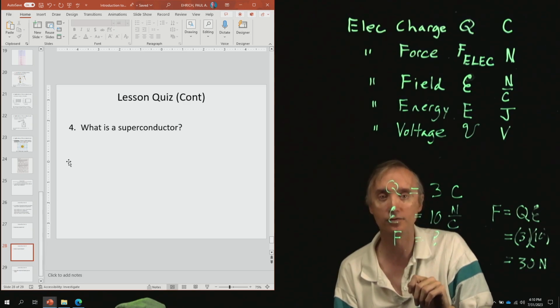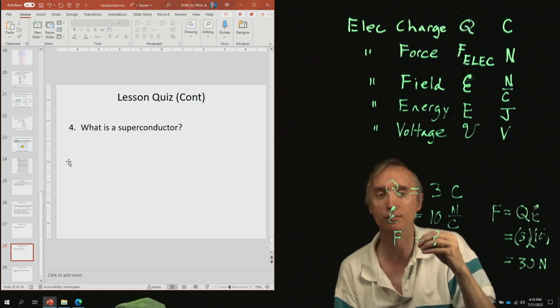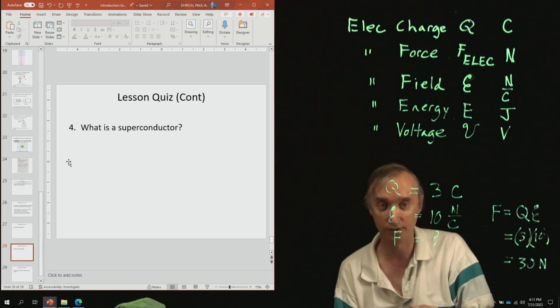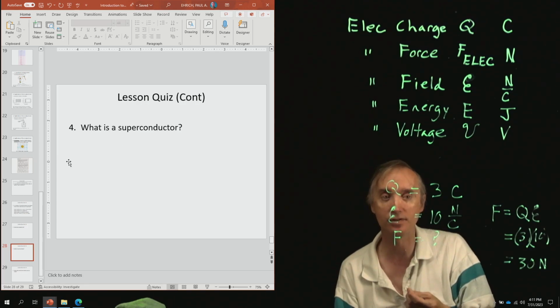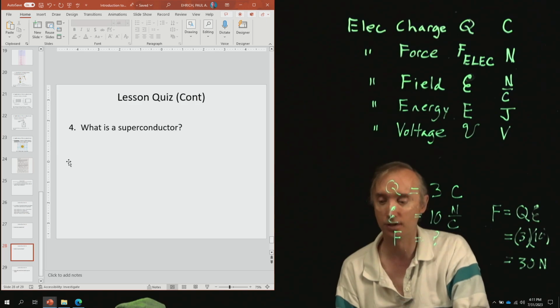Another useful thing for superconductors is they make very good magnets. And so we'll talk about magnetism in a future lesson.